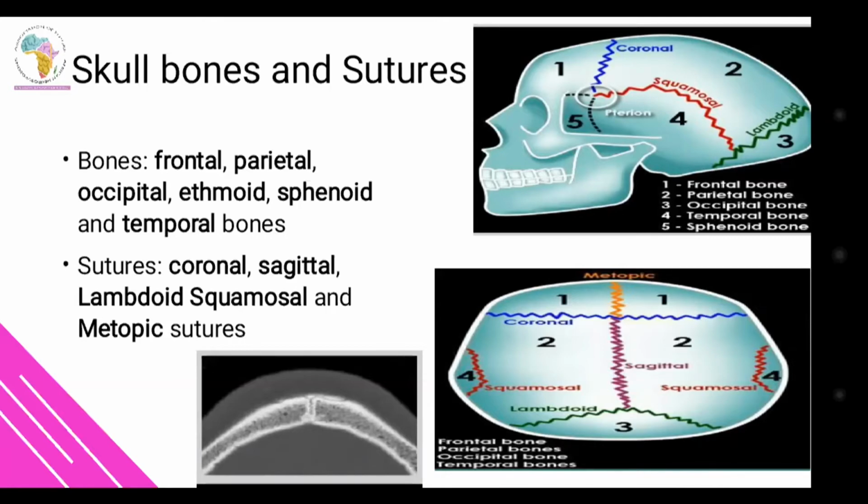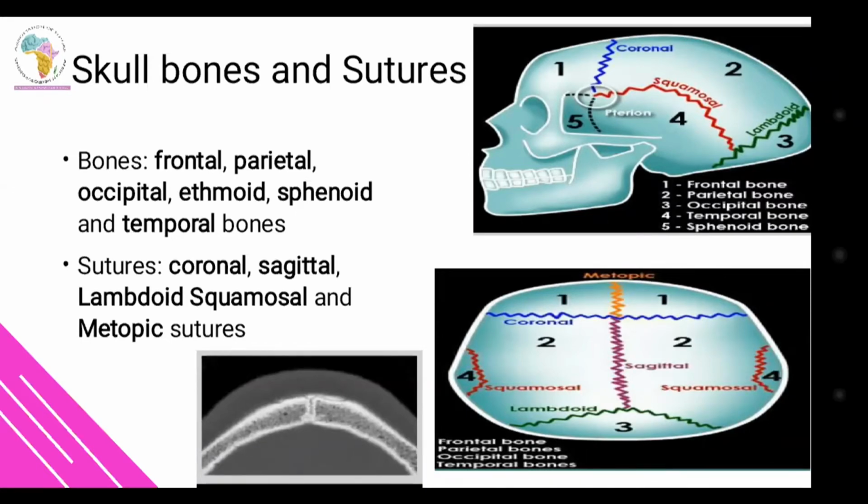So I mentioned earlier the metopic suture. It's not very common in adults, but it can be present in adults. The metopic suture is usually present in children, or let me say neonates. As you can see here, the metopic suture separates the frontal bones, mostly in children, but it can persist in adulthood.